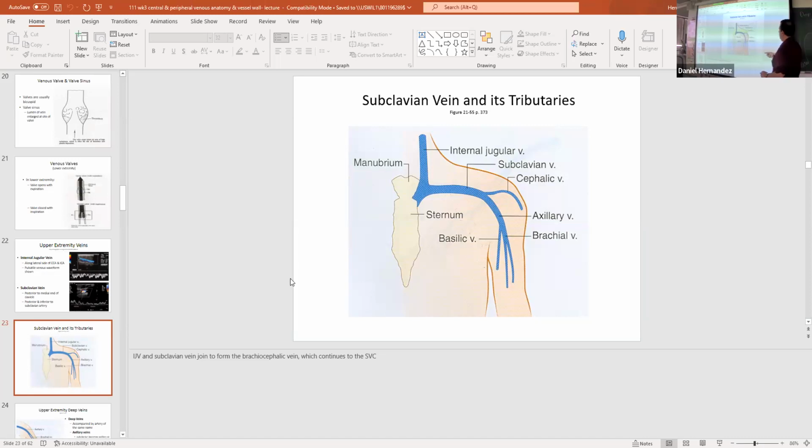If we continue working our way out, the subclavian vein eventually becomes the axillary vein, similar to arterial flow. You kind of have to think of everything in reverse now. It's small little streams coming together to form larger rivers. So that axillary is formed by the coming together of the basilic vein and the brachial veins.